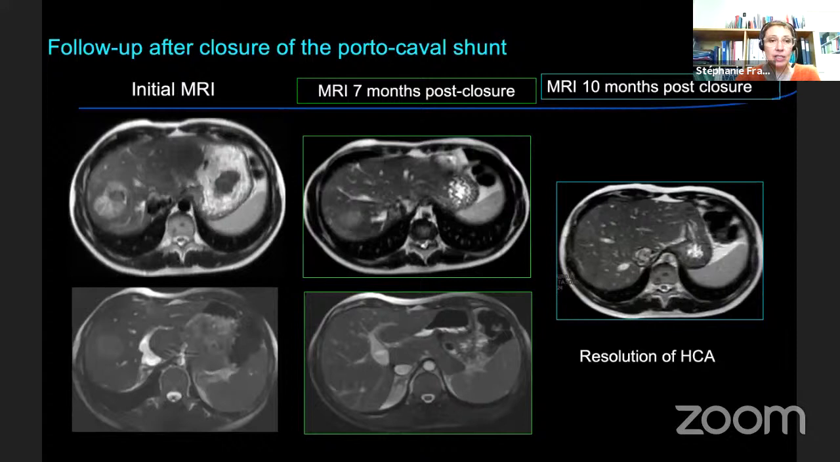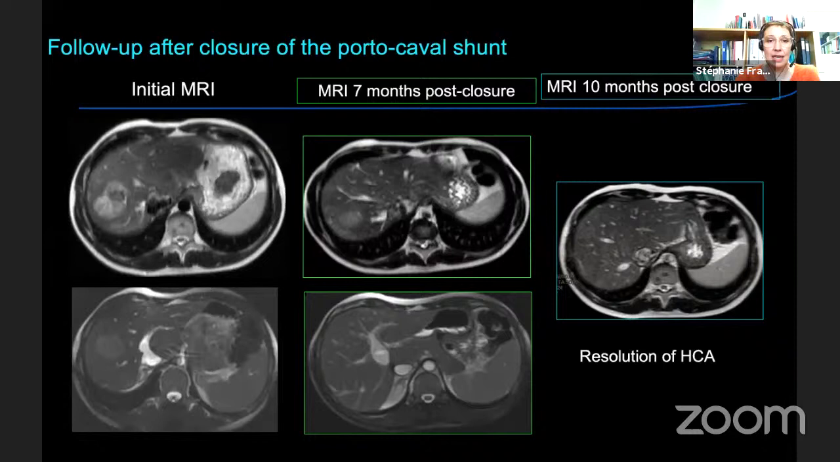And we did close this communication. This allowed the restoration of the portal flow to the liver and the decrease during the follow-up and disappearance of the adenoma. So it's extremely important when you find a tumor like this to check if there is a vascular disorder associated.